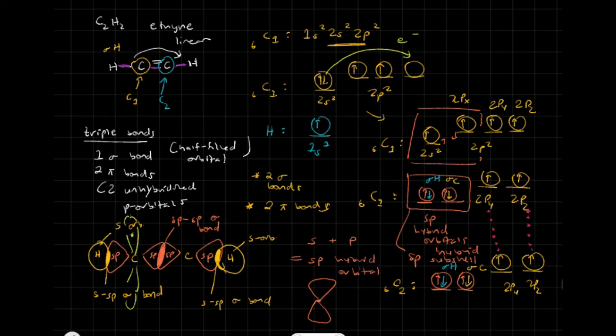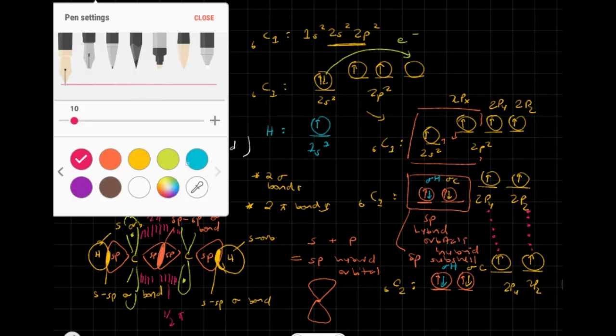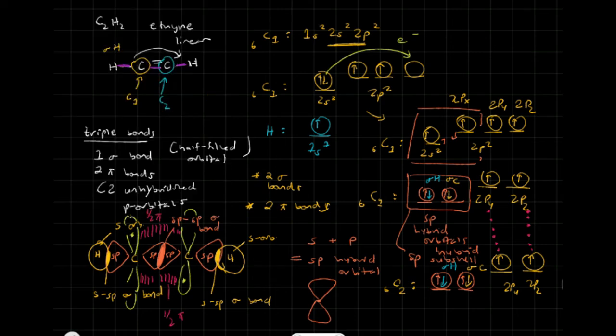So this guy contains one electron. This guy contains one electron, and this forms a pi bond. Okay. And this is like 1/2 pi, and then this is 1/2 pi. See that? So that's one of the pi bonds. The other pi bond is going to be here.